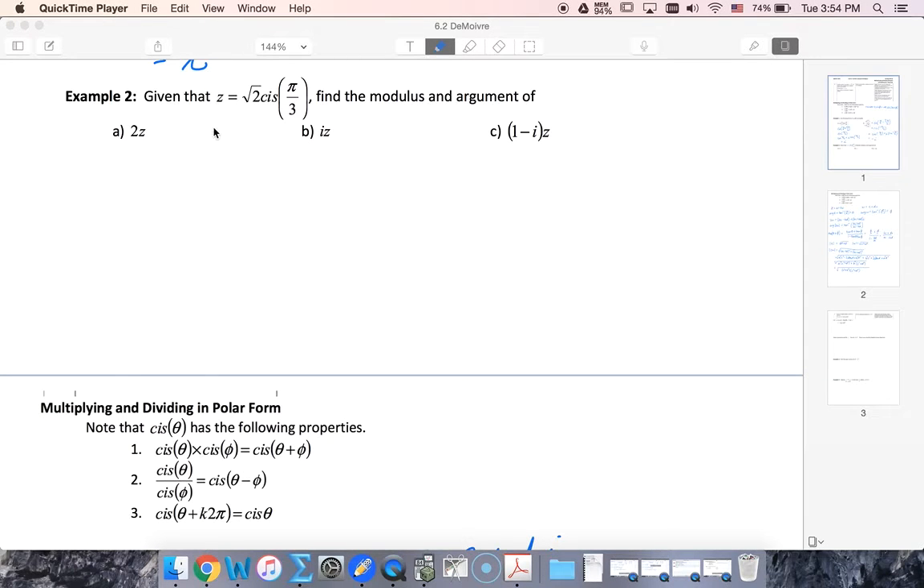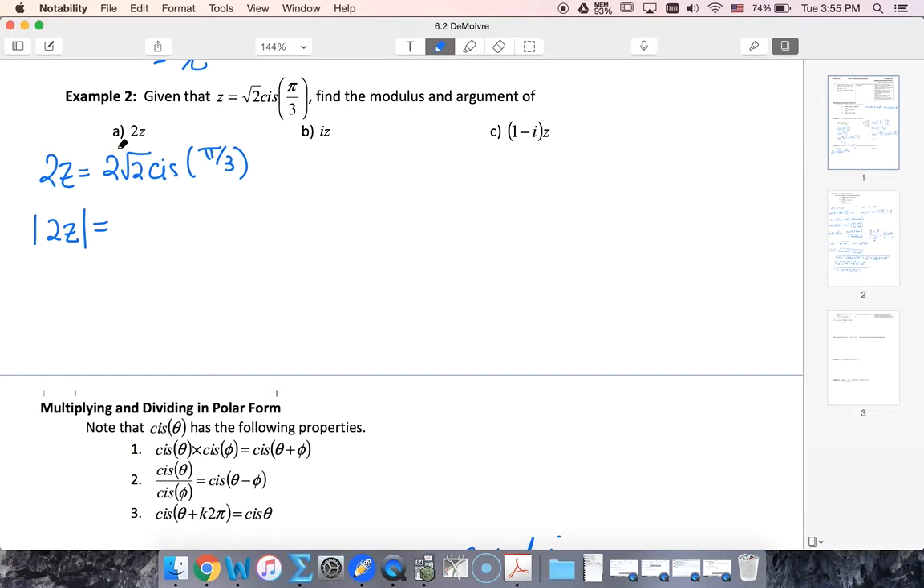Looking at this example where z is root 2 cis pi over 3 and finding the modulus and argument, the easiest thing to do with this one is just to take my 2 and multiply it by z. So 2z is going to be 2 root 2 cis pi over 3. If I think about what I'm doing here, I'm just expanding the length of this complex number. So my argument isn't going to change, and it's just my modulus that's going to change. So the modulus of 2z, I can see, is just 2 root 2. And of course the argument of 2z, I can also see, is just pi over 3.